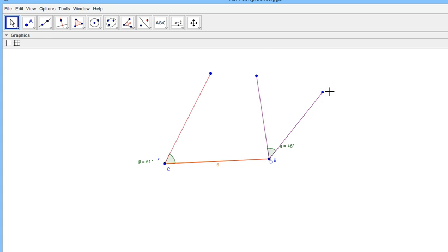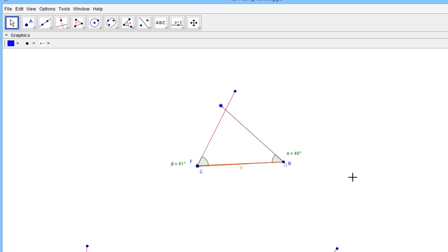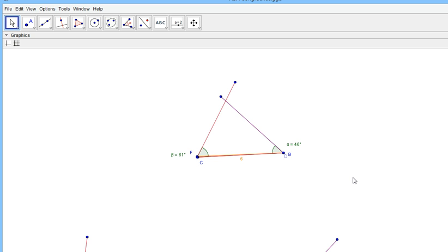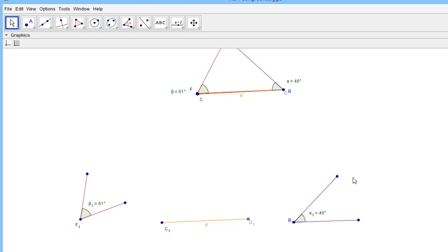And now I've got a 46-degree angle, and I've got a 61-degree angle, and this is the triangle that I make. Now I can't move these points, but you can see I've got a triangle there that I've made. Now the question is, can I make a second triangle that has the same two different angles measures, and one side that has the same measure? So let me try to see if I can do that.